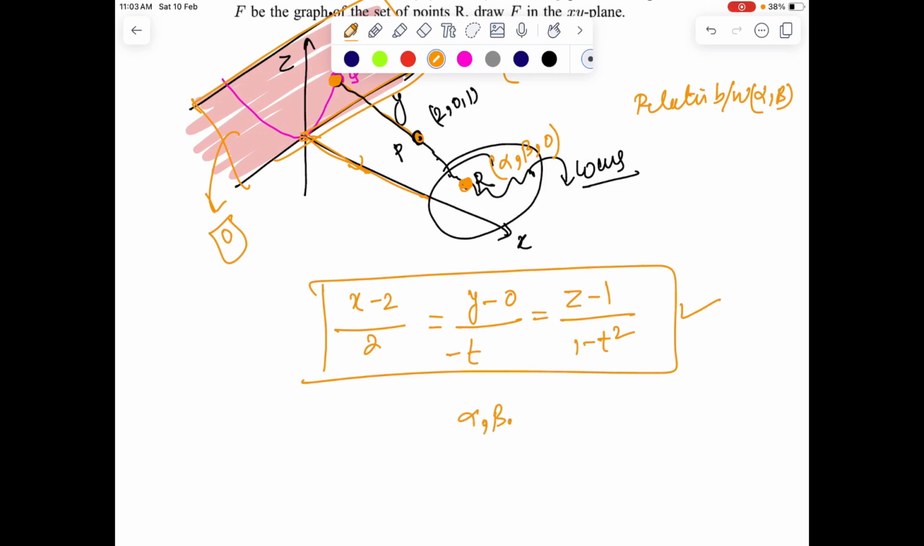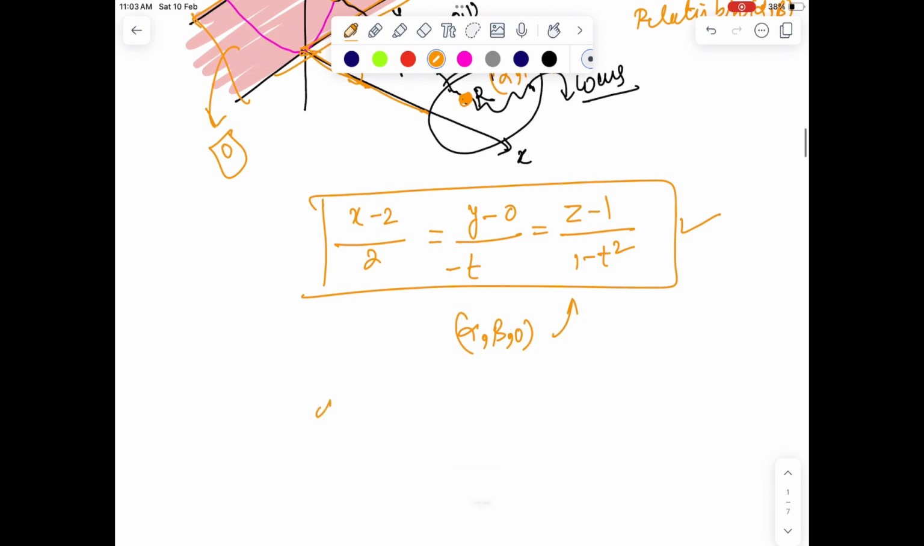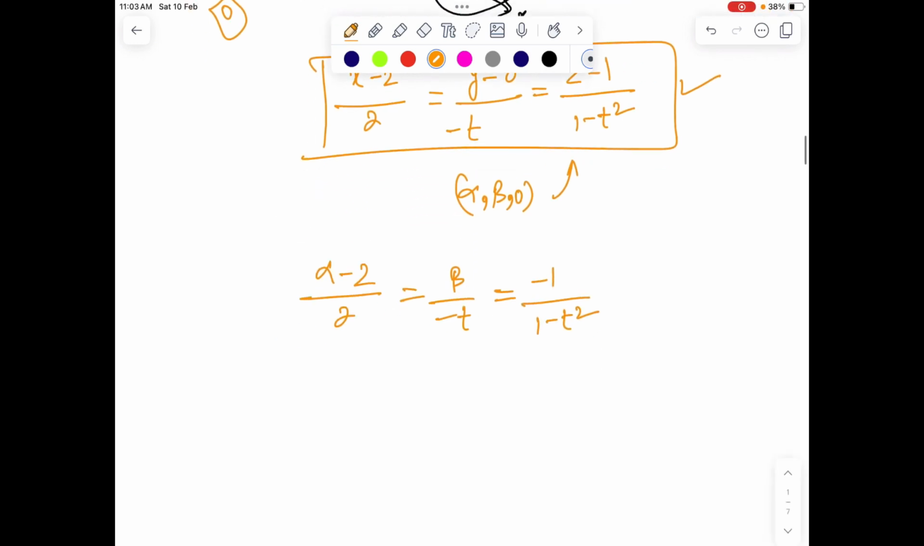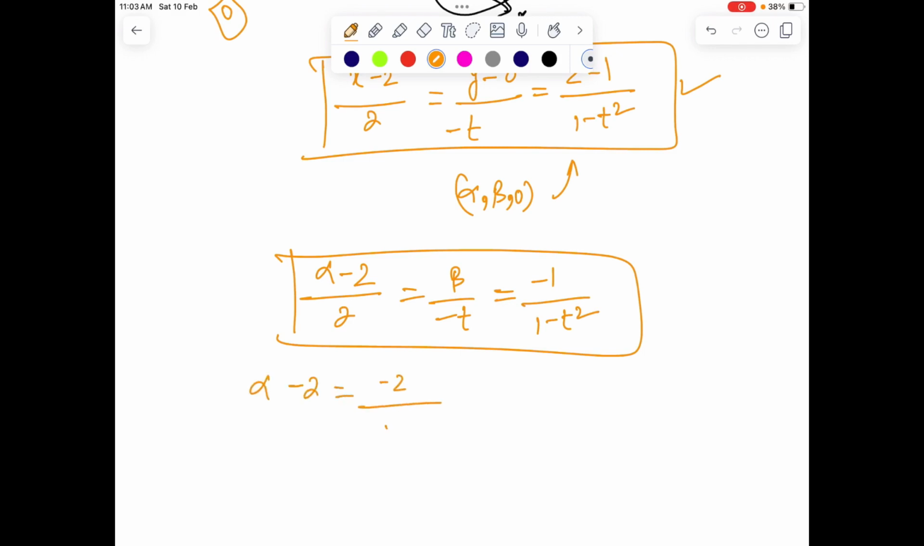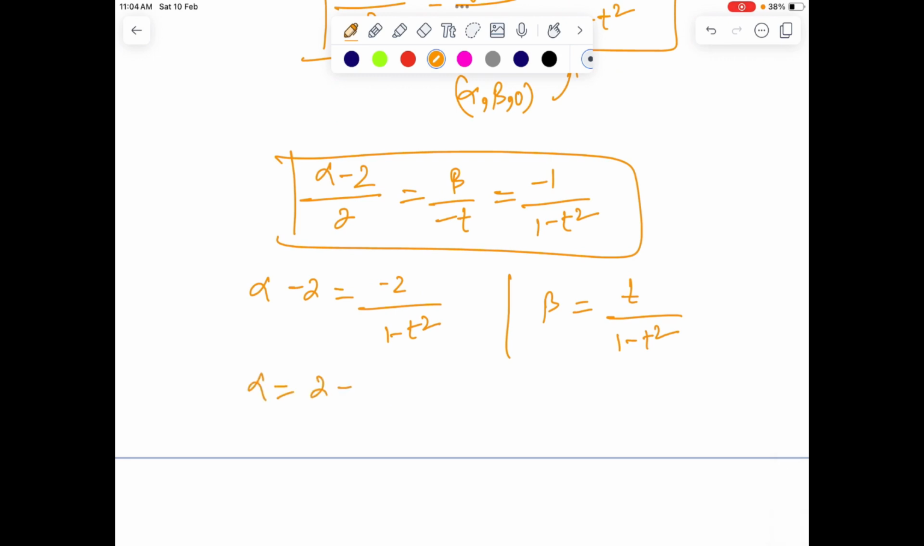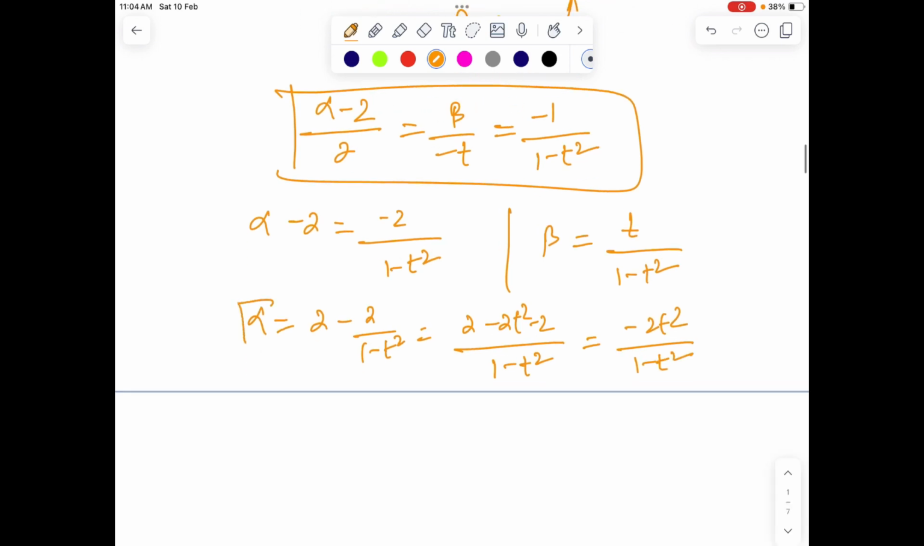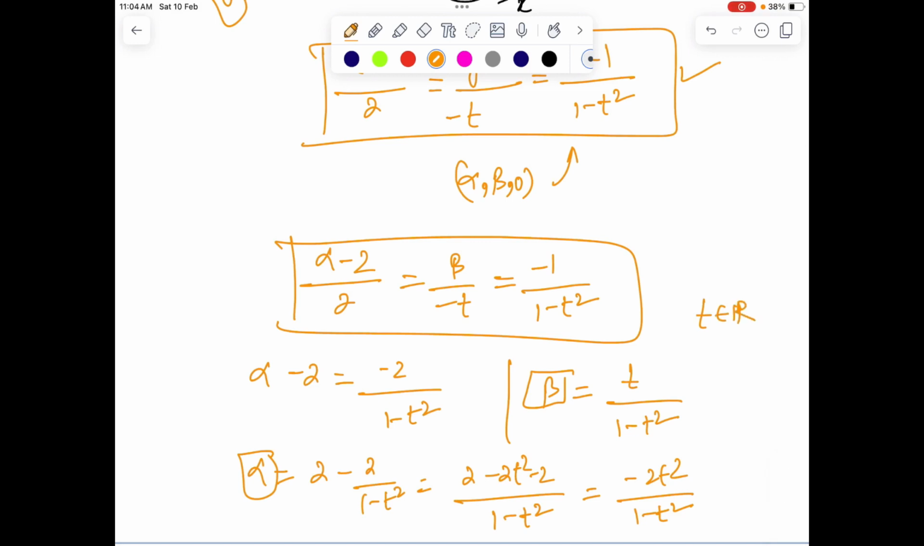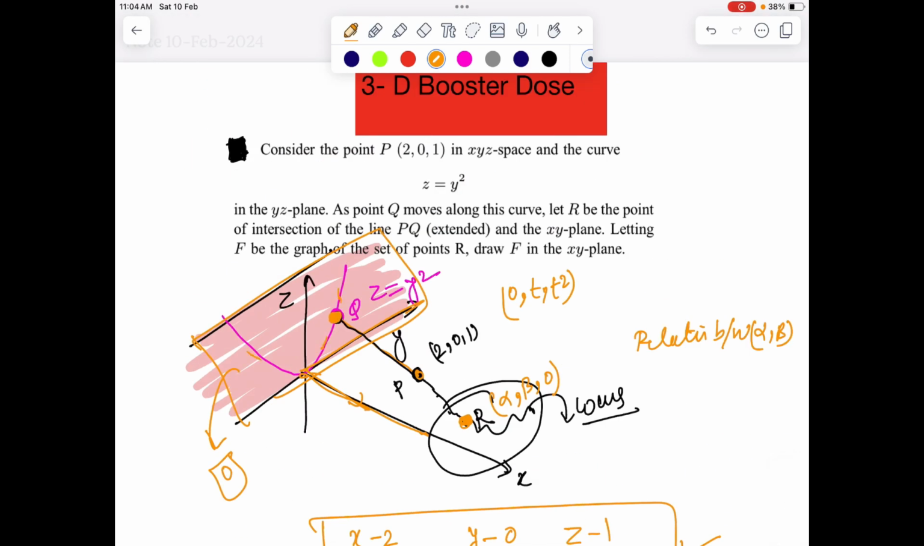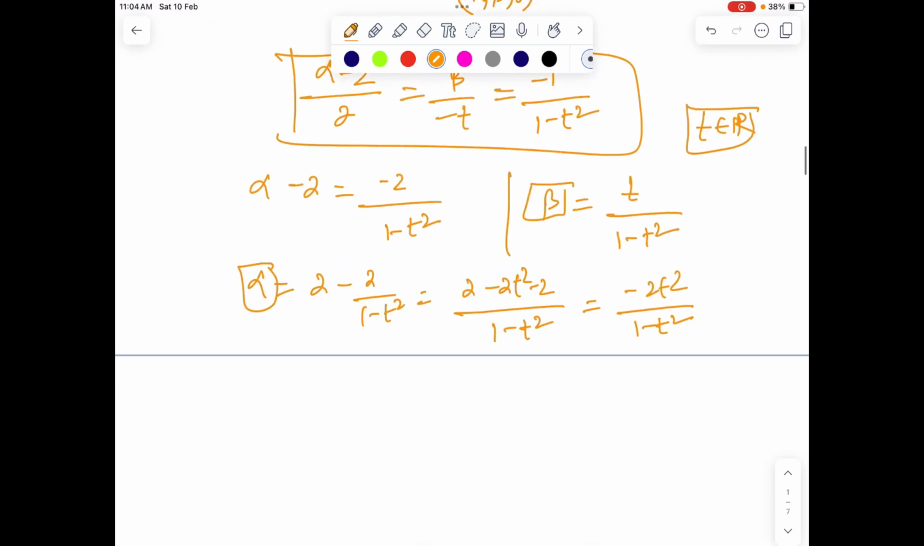Now we know this line intersects the xy plane at alpha, beta, 0. So alpha, beta, 0 must satisfy this equation. So alpha minus 2 by 2 equals beta by minus t equals minus 1 by 1 minus t squared. And that gives alpha minus 2 equals minus 2 by 1 minus t squared, and beta equals t by 1 minus t squared. With a little manipulation, alpha is 2 minus 2 by 1 minus t squared, which gives minus 2t squared by 1 minus t squared. So we know alpha and beta in terms of t, and t is a real parameter. As t changes, the point dances on the parabola.